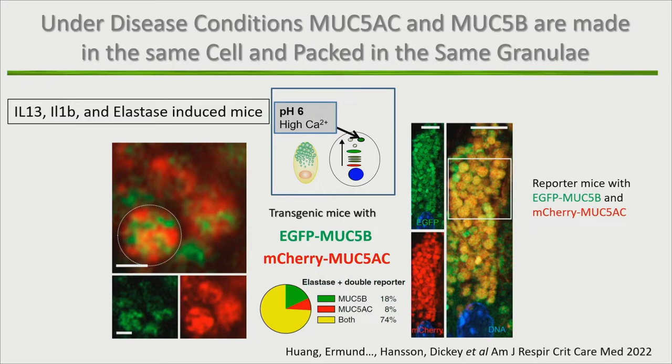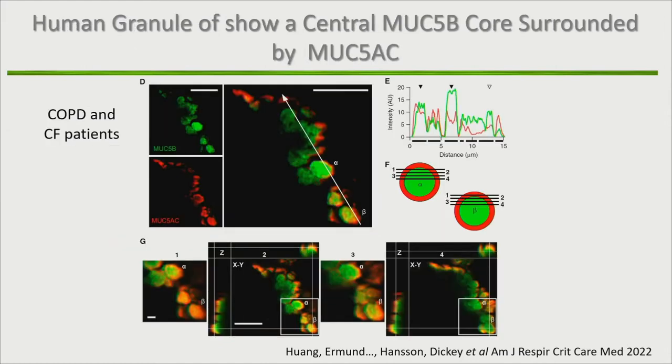And this is done in mouse. In this case, we made reporter mice with two mucins labeled, and then it's, as I say, easy to see. You can also stain with antibodies, and you see the same thing. So for some reason, they are mixed. When you get the diseased goblet cell, you mix the two mucins together, even in the same granule. And of course, I don't understand why that is important, but it seems to be a feature, at least.